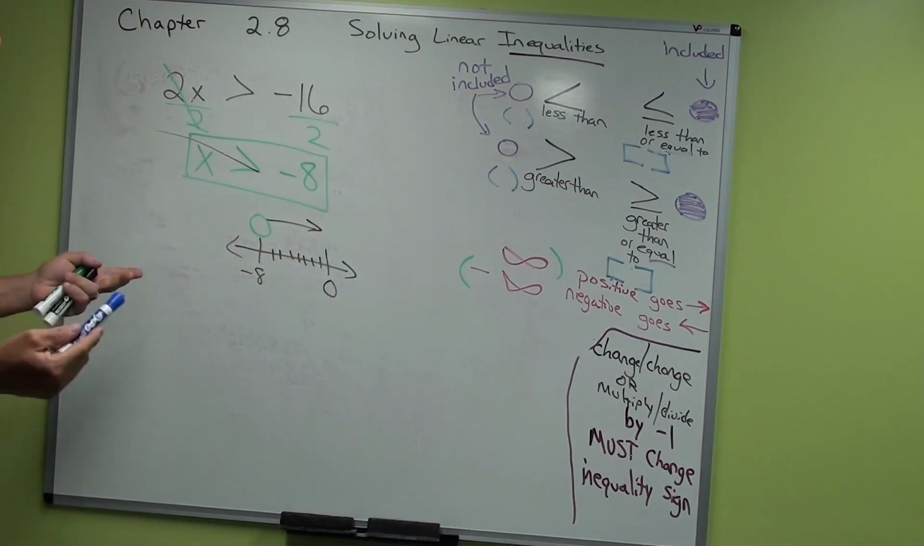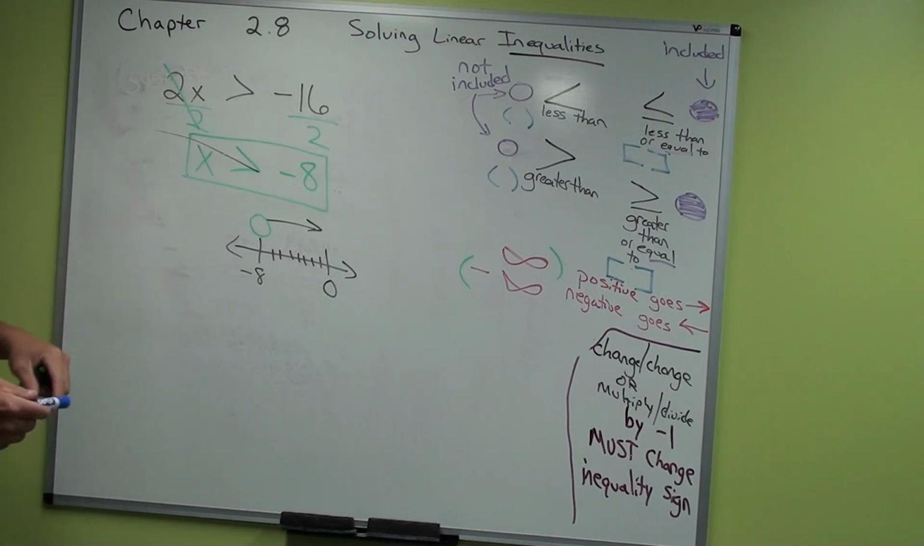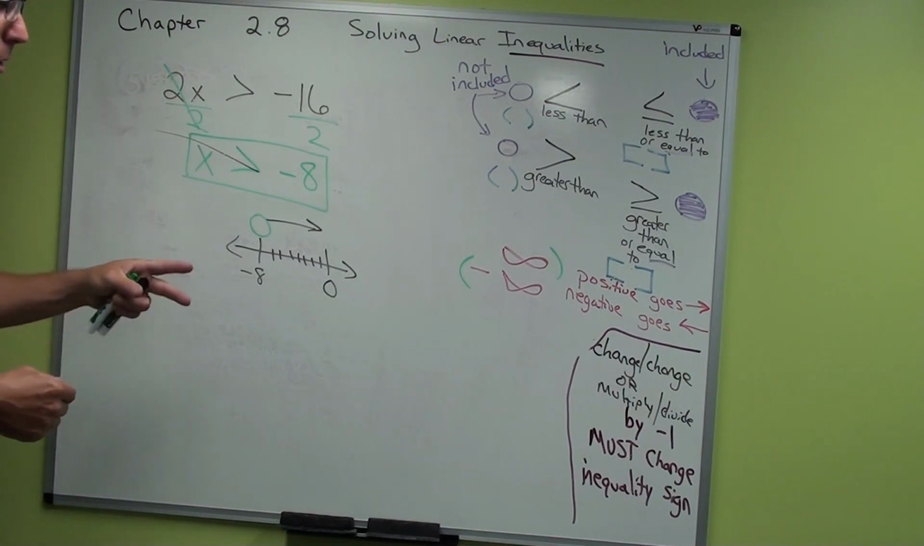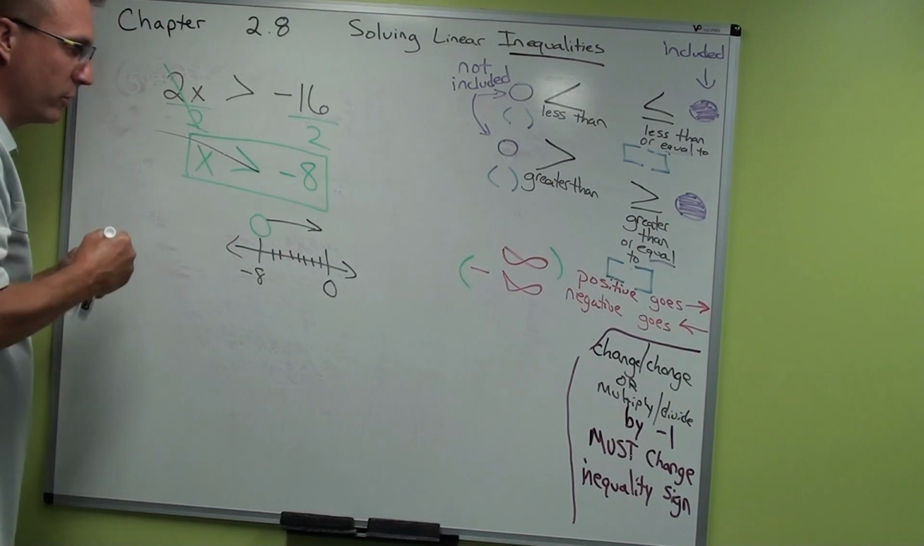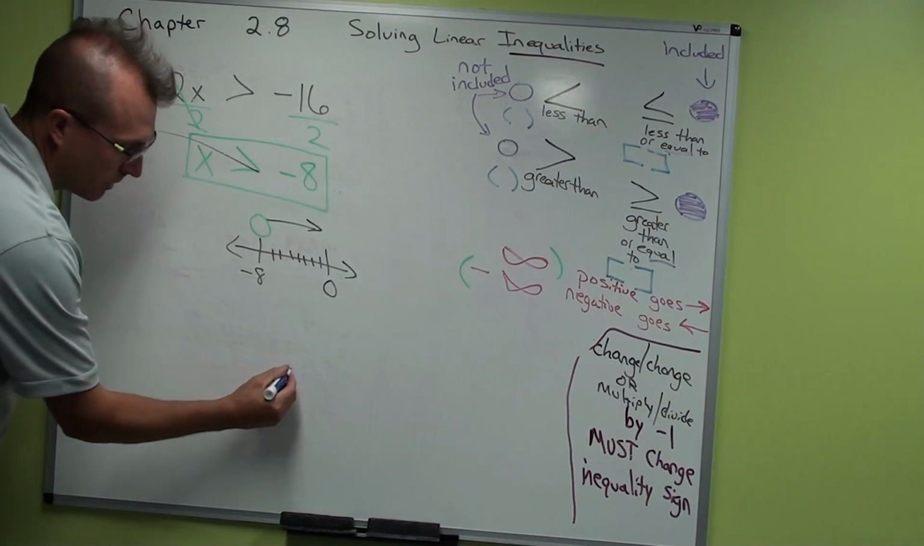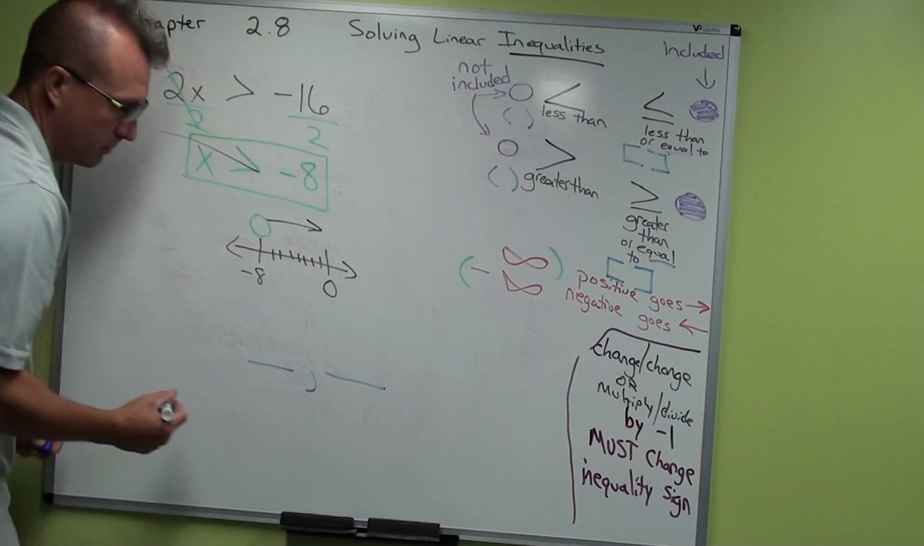Alright, so now we know which way the arrow goes. Your graph is finished. Graphing's done. All we need to do now is write our interval notation. So, we're going to go like this, comma, this. We have our setup.